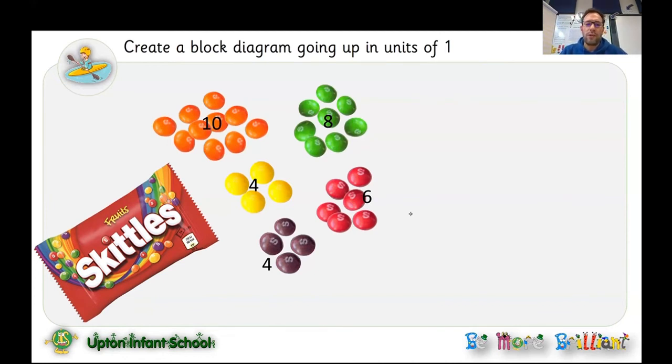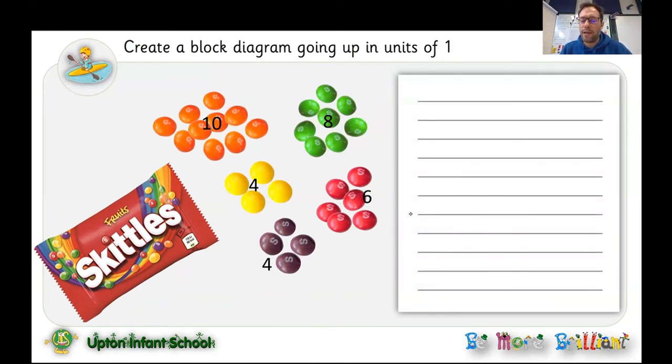Now, what you're going to do is to use the numbers there to make a block diagram. So the first thing you'll need is some paper. If you've got squared paper at home, that's brilliant. If not, you can use some lined paper like I've got here. Do you remember when we looked at the block diagram before, that we had a vertical line and a horizontal line? Well, we've already got some horizontal lines there, so we do need to draw some vertical lines.